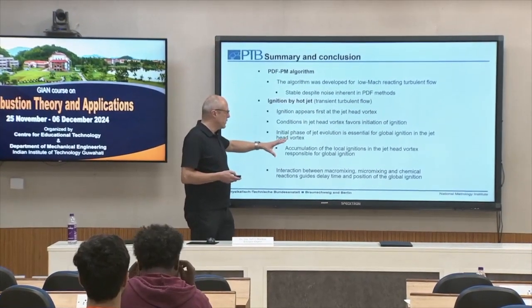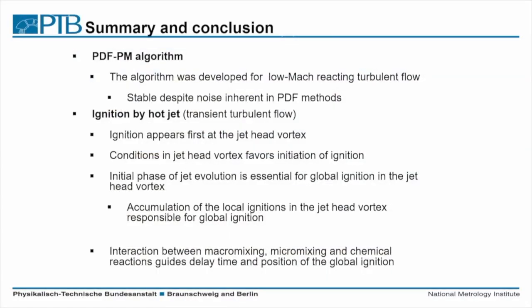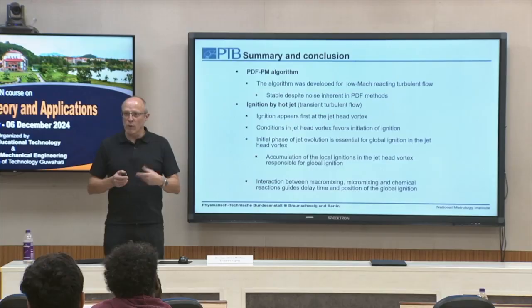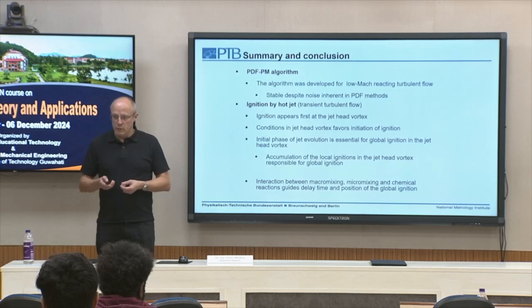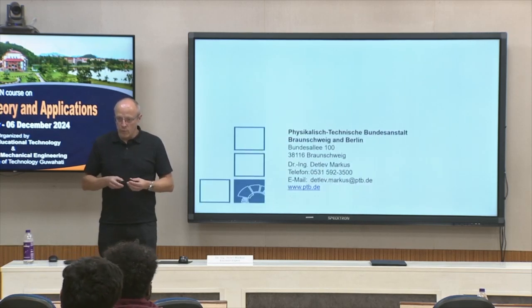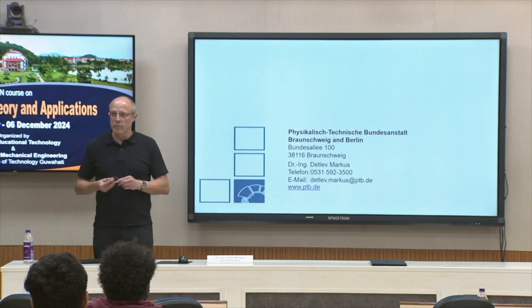And this has to take place at proper locations, and this is again at the jet head vortex. So the interaction between macro mixing, micro mixing, and chemical reactions is of course important, and we can examine this in detail with this simple setup. And the advantage is the PhD student who has done this work has not needed 190 years for one calculation. This was done in hours, so it's quite fast with a sufficient outcome. So with this, I would like to end this part of the lecture.